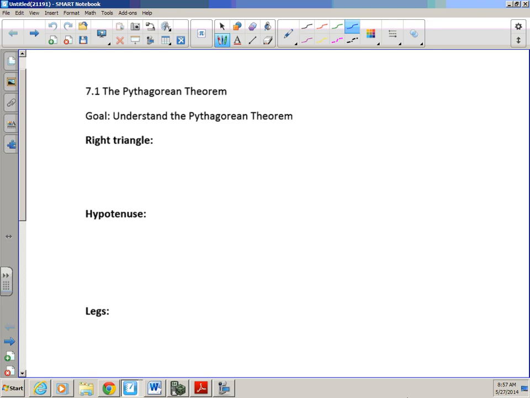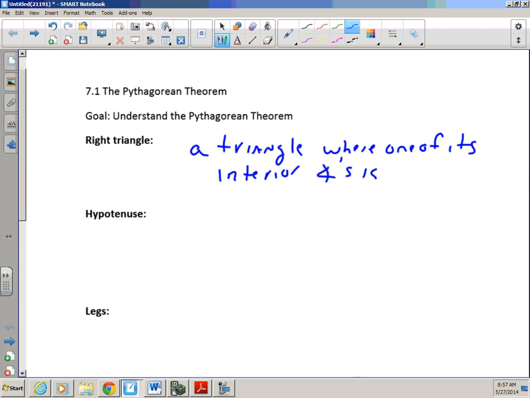Okay, so what is a right triangle? A right triangle is a triangle where one of its interior angles is a right angle.